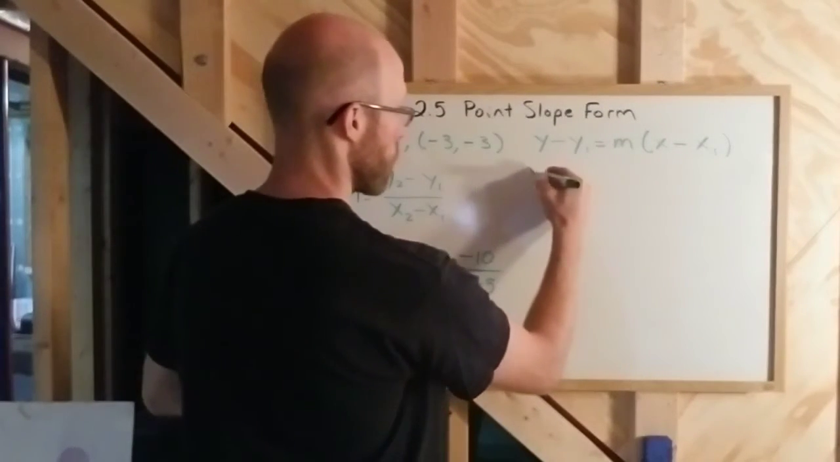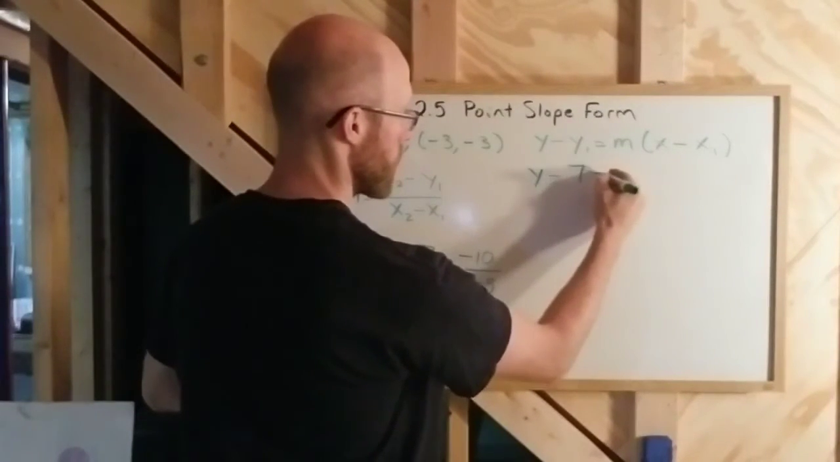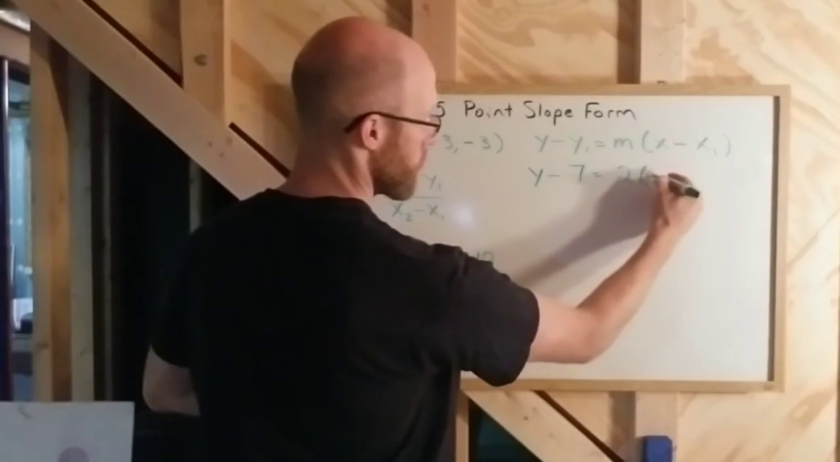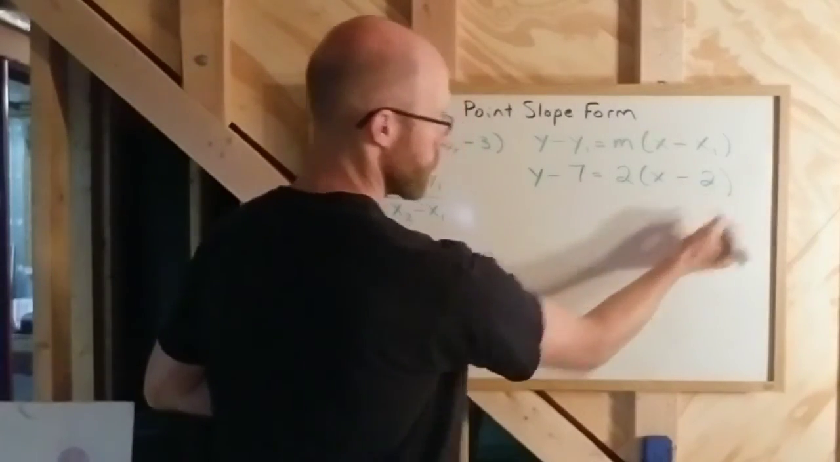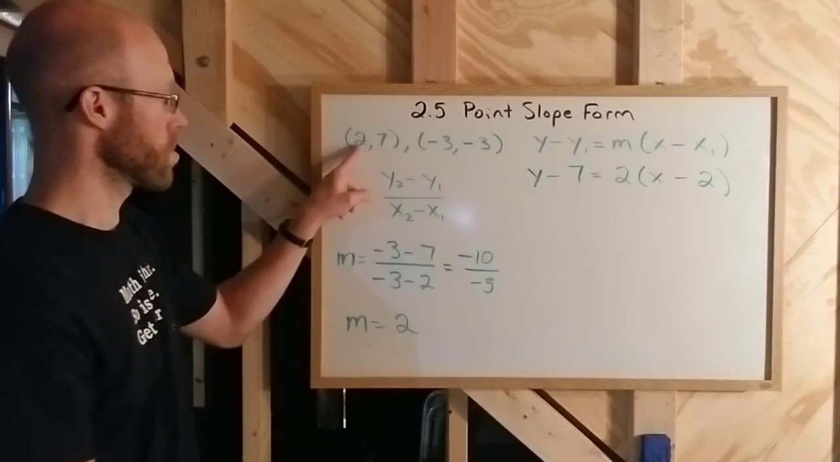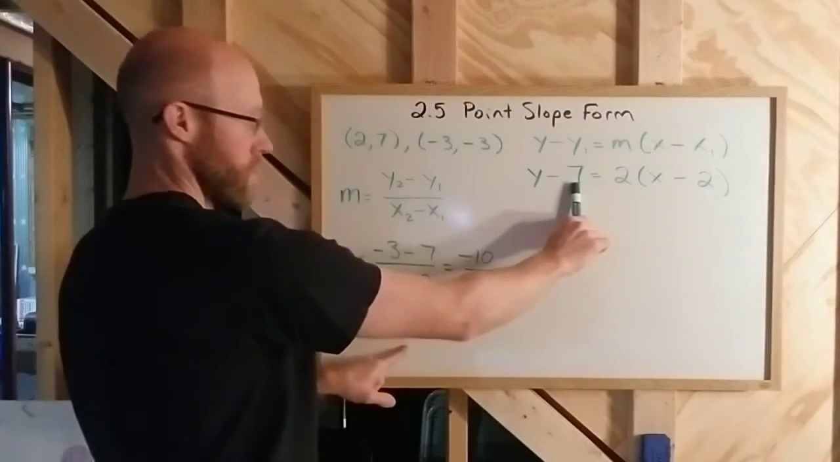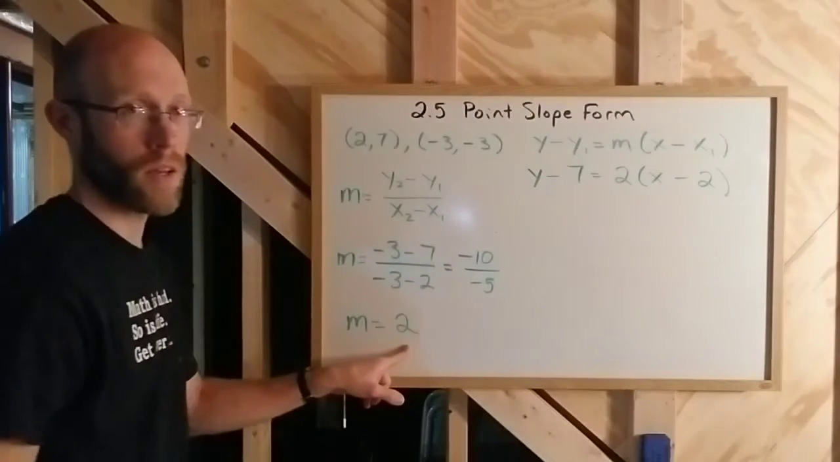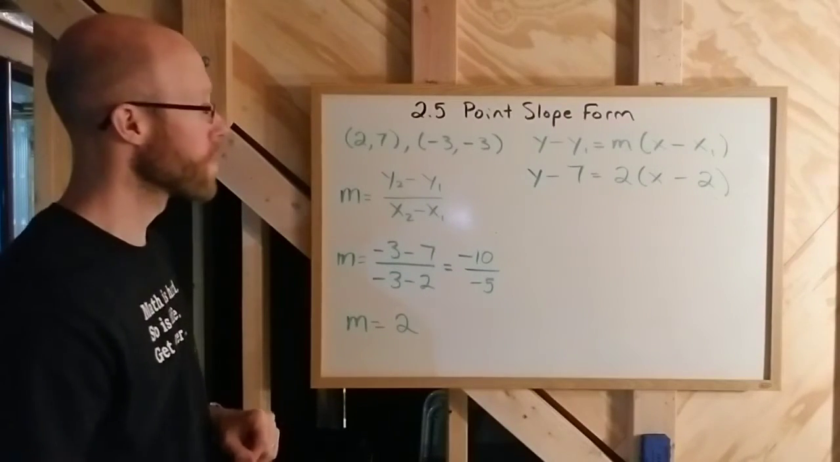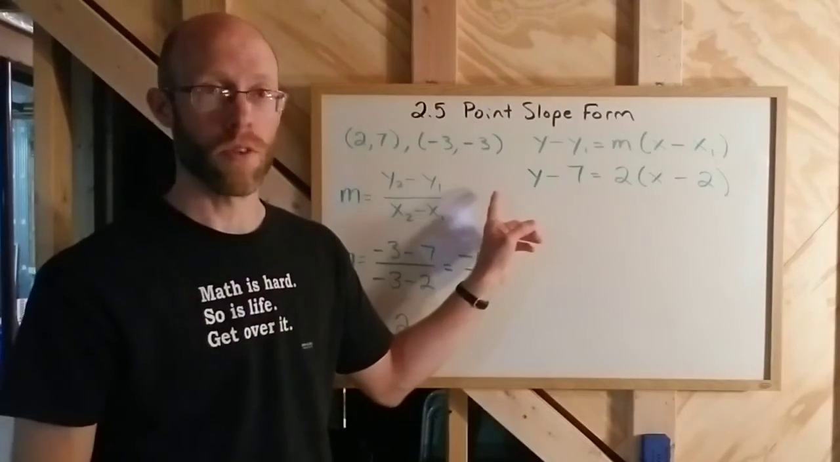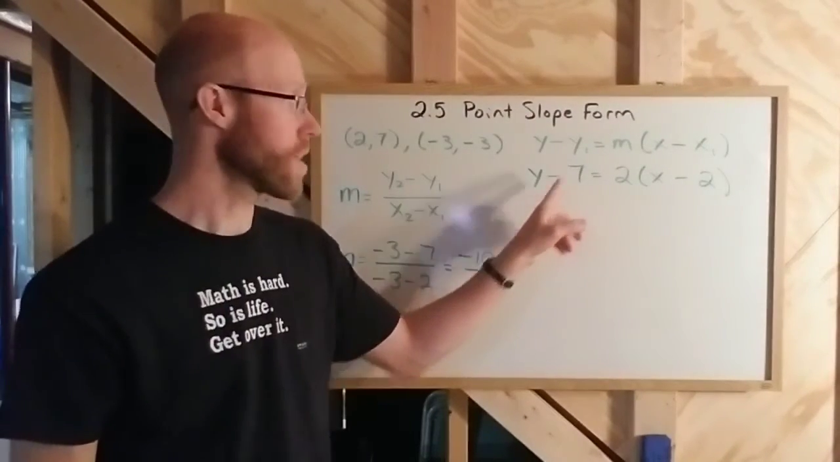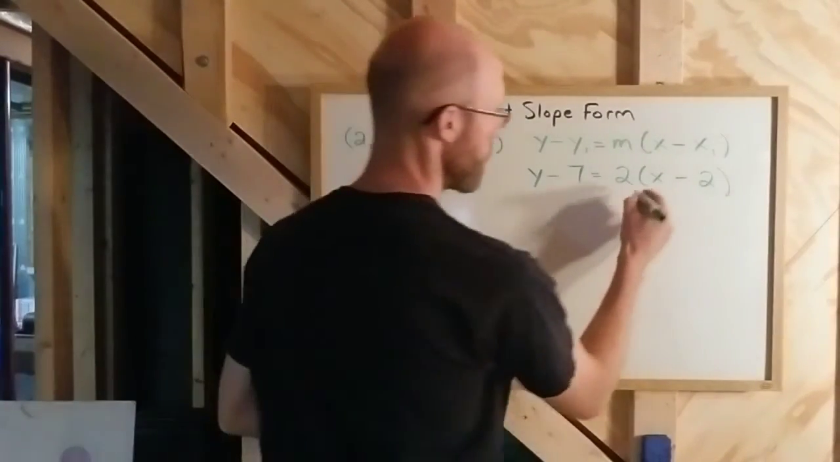So we get y minus 7 equals 2 times x minus 2. Okay, again, 2 for the x1, 7 for the y1, 2 for the m. Okay, everything should match up. And then I go through and solve for the y right here. Okay, so I distribute the 2 on the right.